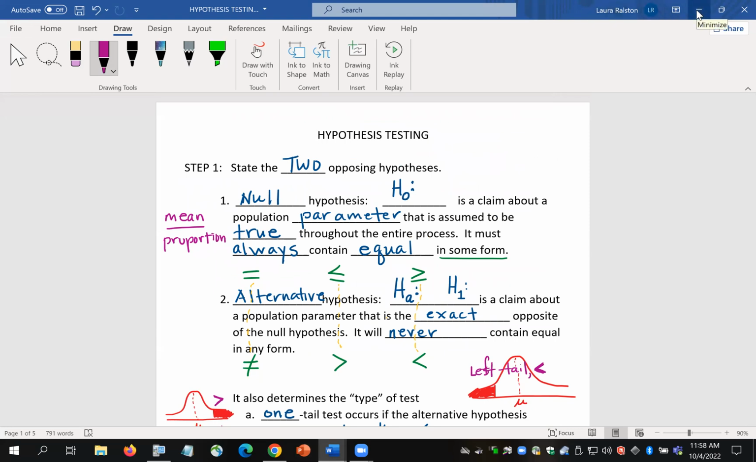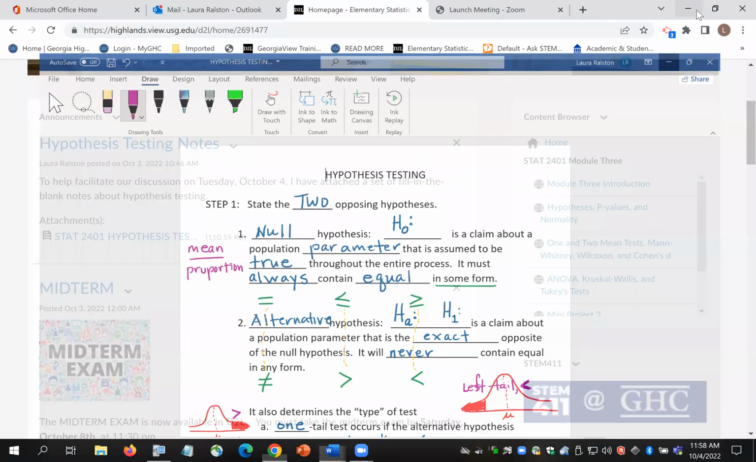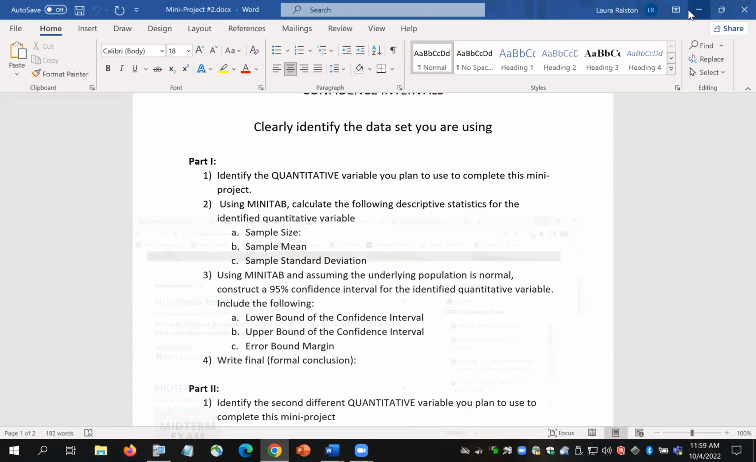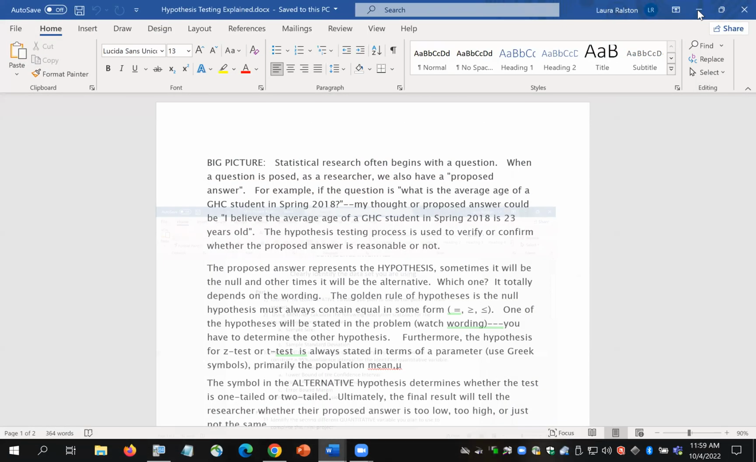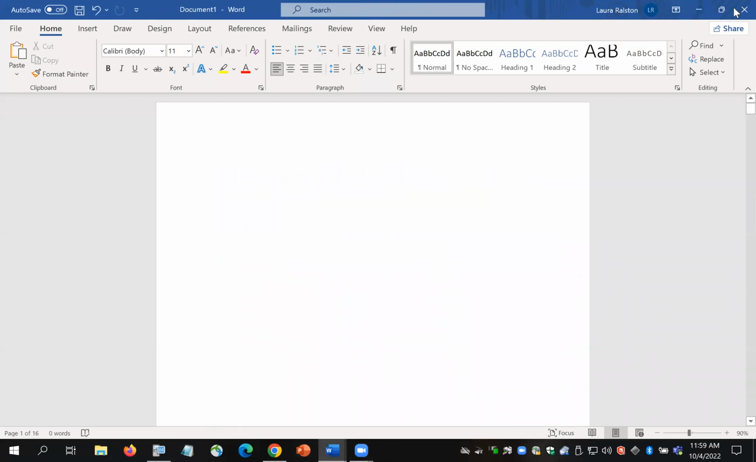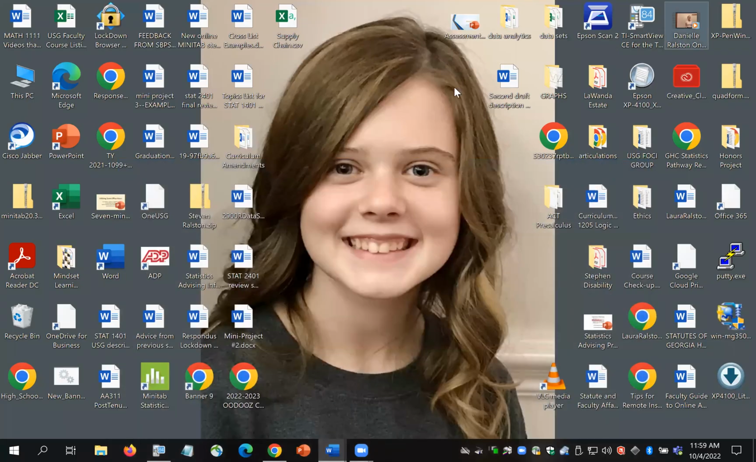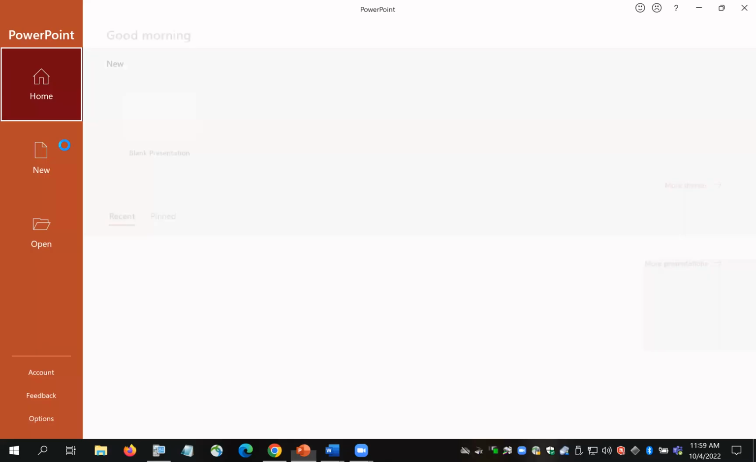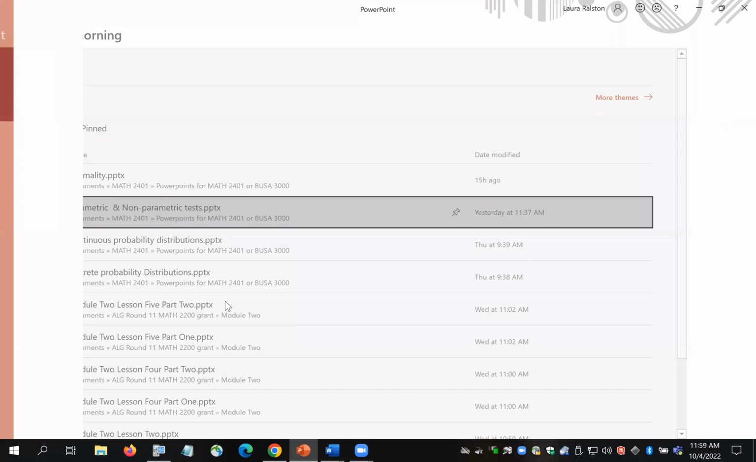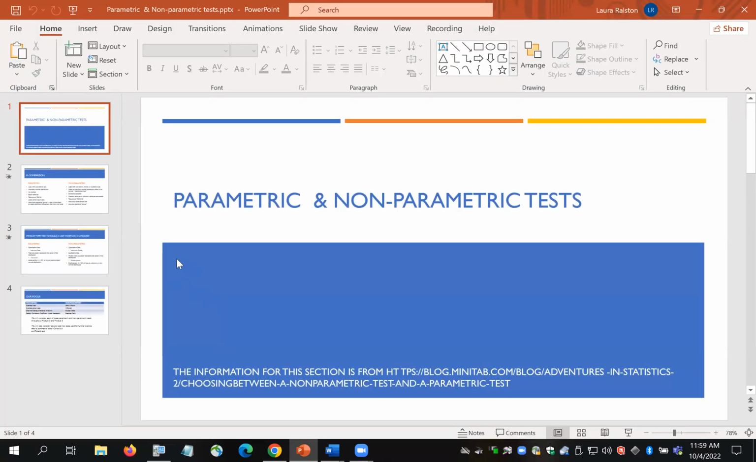parametric and non-parametric tests. Non-parametric is probably a brand new topic that you have not seen before. And this PowerPoint that I'm about to walk through with you is in the D2L section. I added it yesterday.